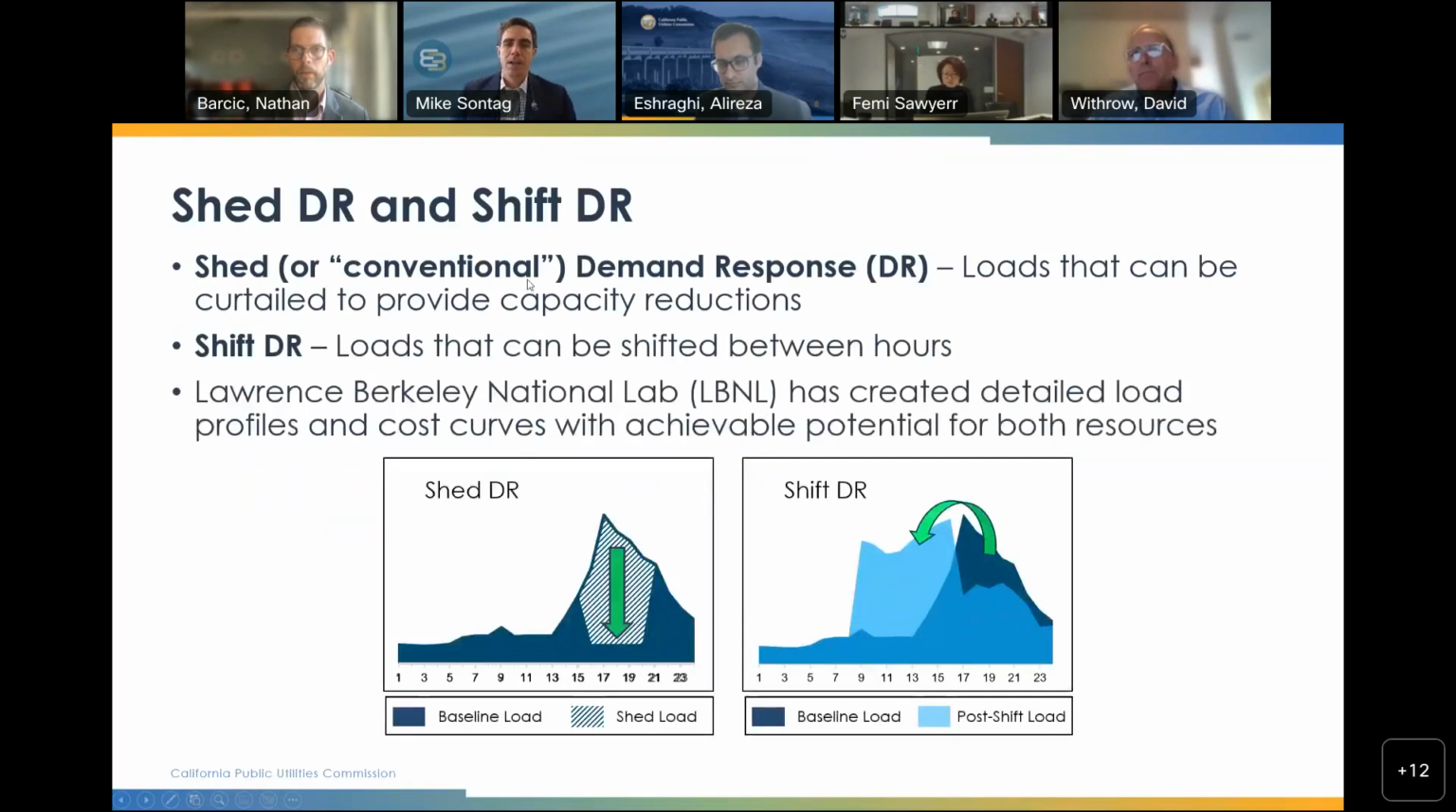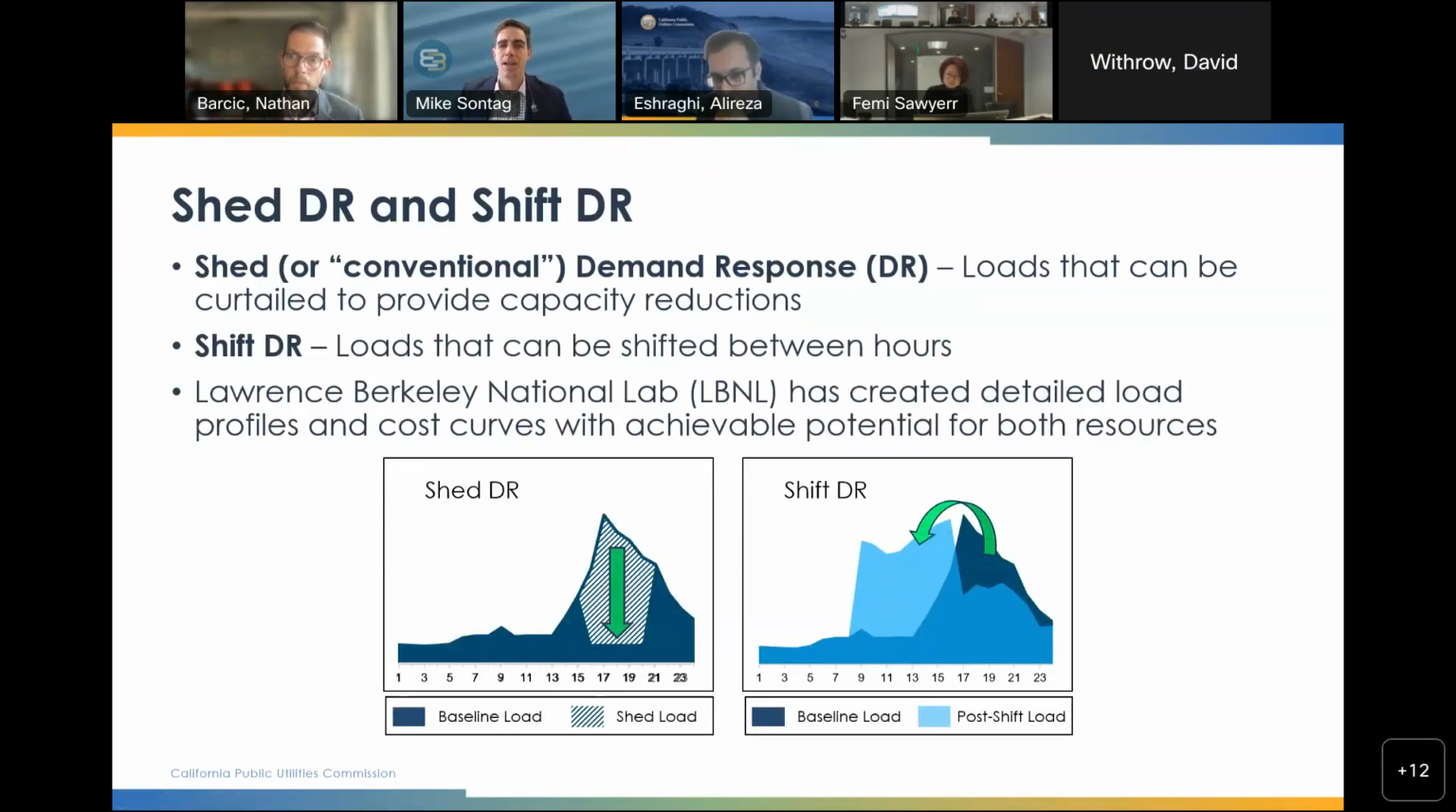So first, starting with resource definitions, shed or conventional demand response, as we are categorizing it, are loads that can be curtailed to provide capacity reductions. Shift demand response, on the other hand, are loads that can be shifted between hours. How I think about this functionally is that shift demand response are things like pre-cooling a building, or perhaps rescheduling pumping loads. You're moving the same amount of energy during the day, just changing the time that you're doing it.